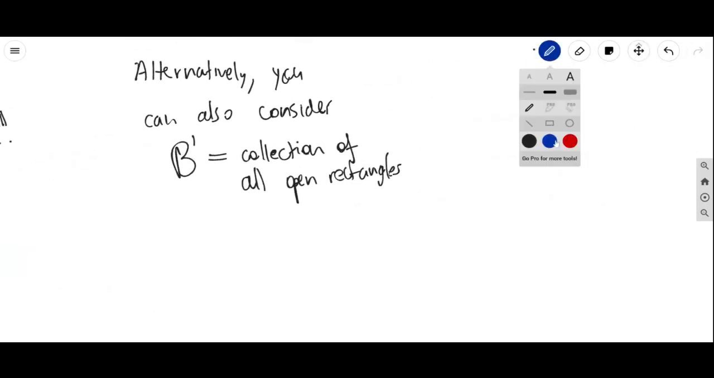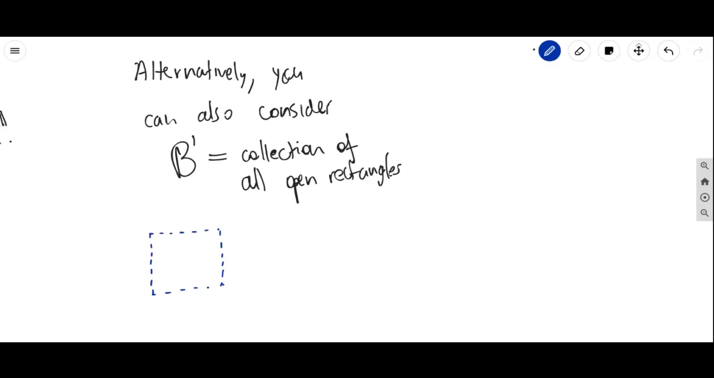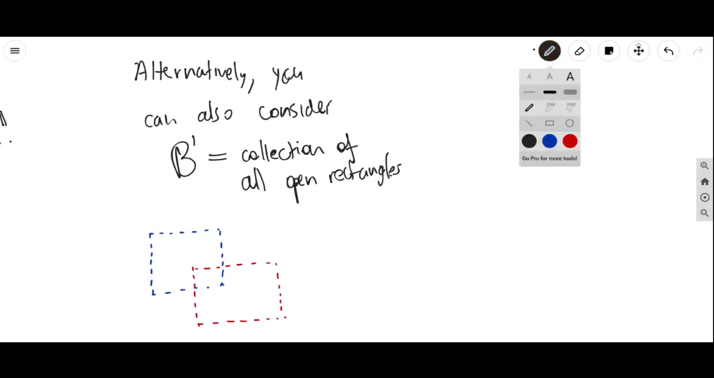Because if you have one open rectangle, so here's an open rectangle, and then you have another open rectangle, and they happen to intersect, then something interesting happens: their intersection is another open rectangle. I'm going to make it solid, but we understand that this is open. It's going to be another open rectangle.